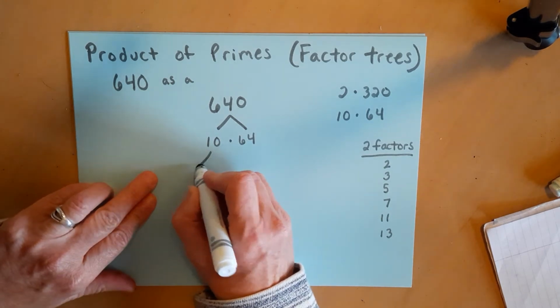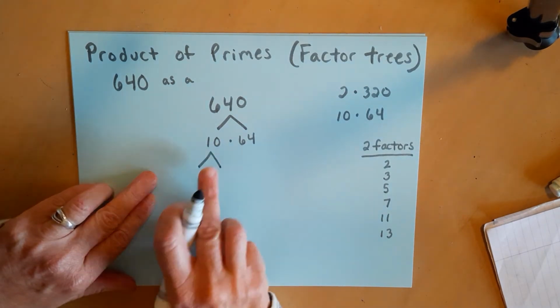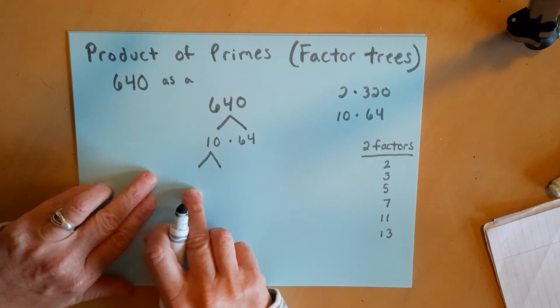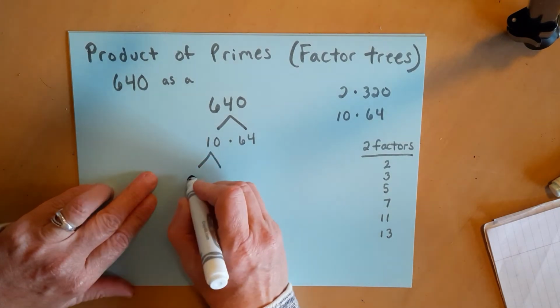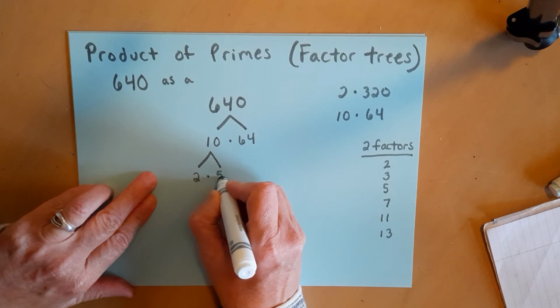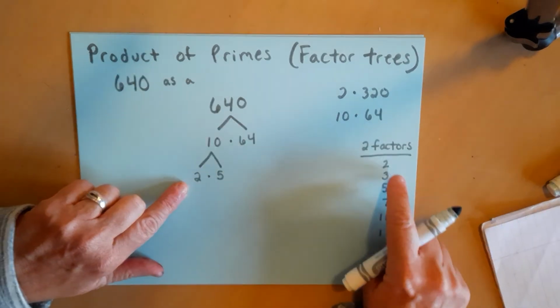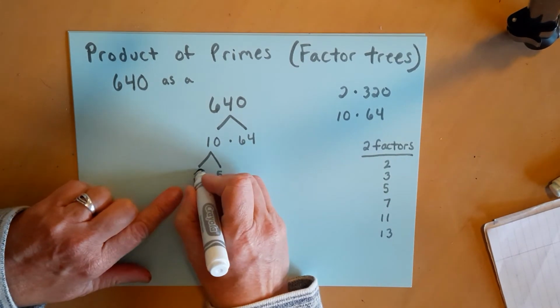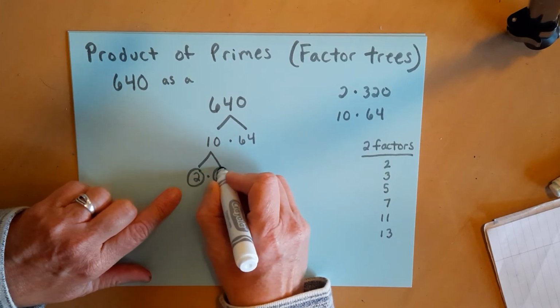So let's take 10 and we'll branch that one out. Think of two numbers that when multiplied together equal 10. That would be 2 times 5. And if we look, 2 and 5 are both prime numbers. When you get to a prime number, you circle it.